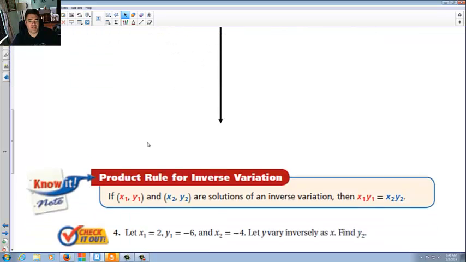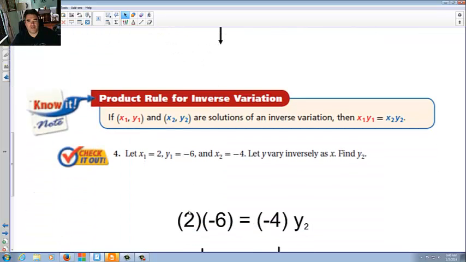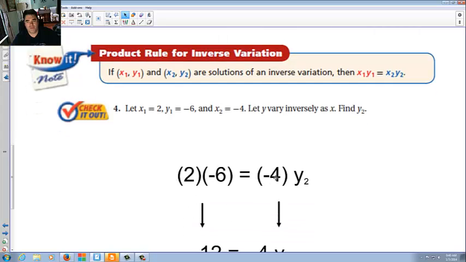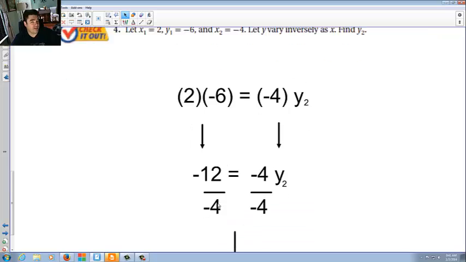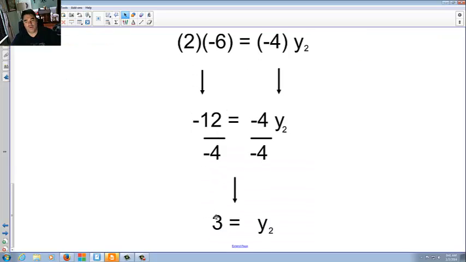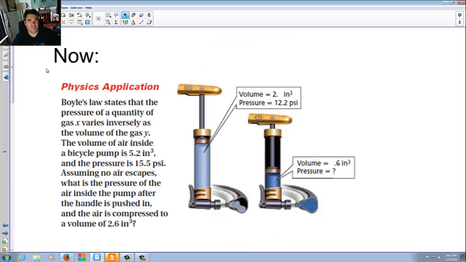Notice how I had 2 and negative 6. 2 times negative 6 makes negative 12. So negative 4 times something is going to make negative 12. I can just divide by negative 4 to find out. Negative 12 divided by negative 4 is positive 3. So my second y value would be a positive 3 in order to make it an inverse variation.